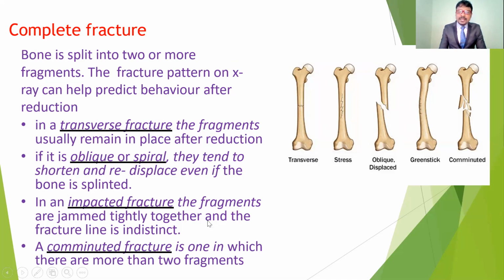Next one is the impacted fracture. The fragments are jammed tightly together and the fracture line is indistinct. So in this one, the fracture fragments are tied together. That is the impacted fracture. Comminuted fractures means here you can see more than 2 or 3 bone fragments. In case of multiple fractures, the bone divides into more than 2 fragments, and multiple small pieces are formed. This type of fracture is called a comminuted fracture.